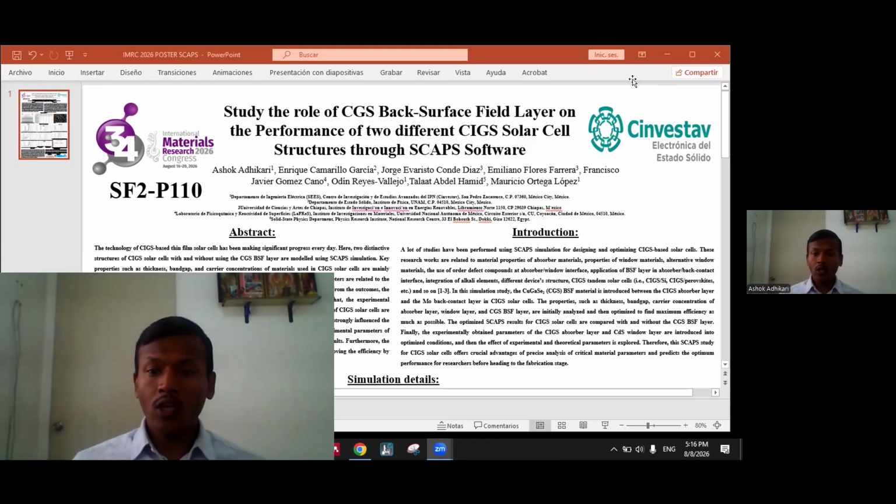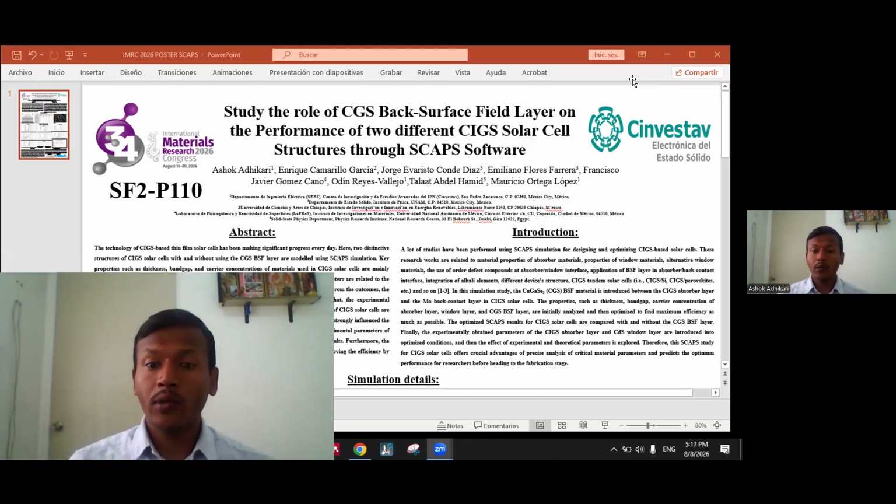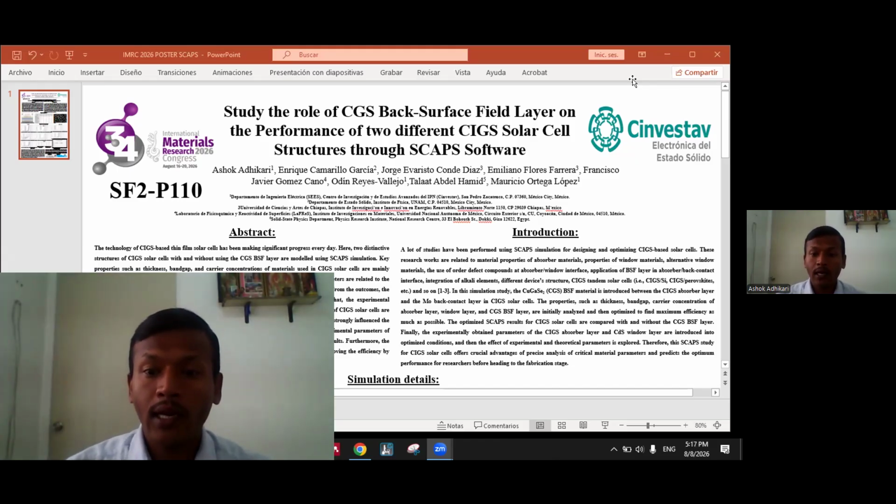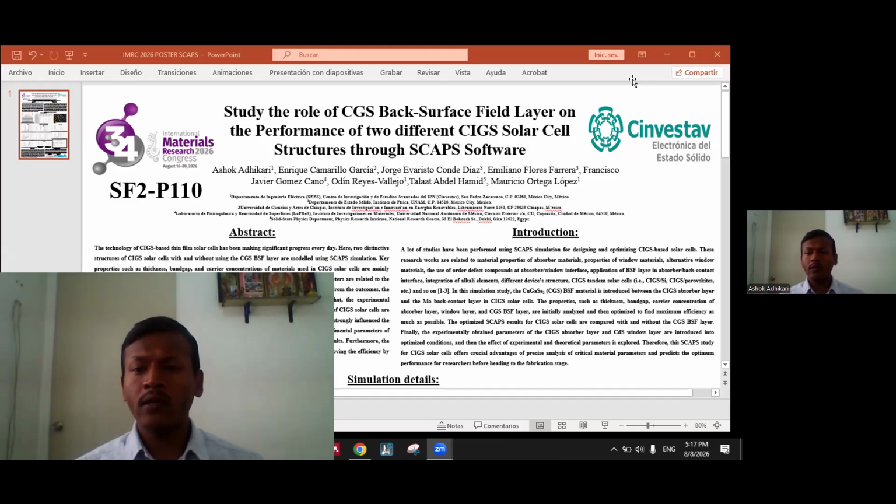In this simulation, what we focused on is the use of the copper gallium selenide CGS-BSF material, which is introduced between the CIGS absorber layer and the molybdenum back contact layer in CIGS solar cells. The properties such as thickness, band gap, and carrier concentration of the absorber layer, window layer, and CGS layer are primarily analyzed and then optimized to find the maximum possible efficiency.